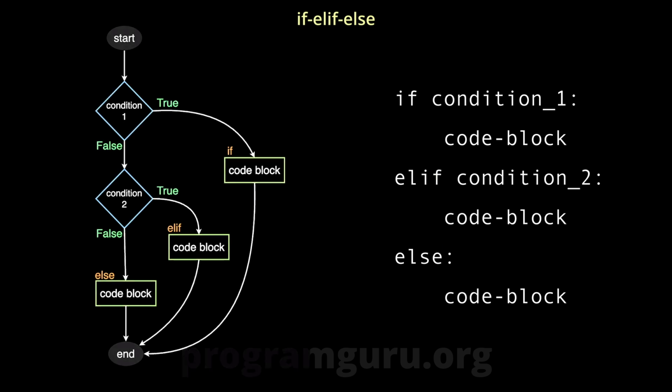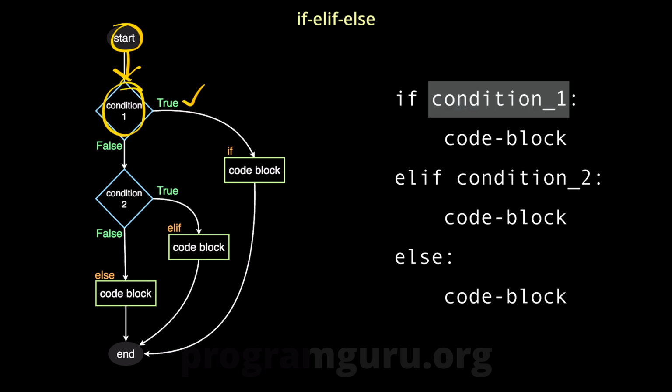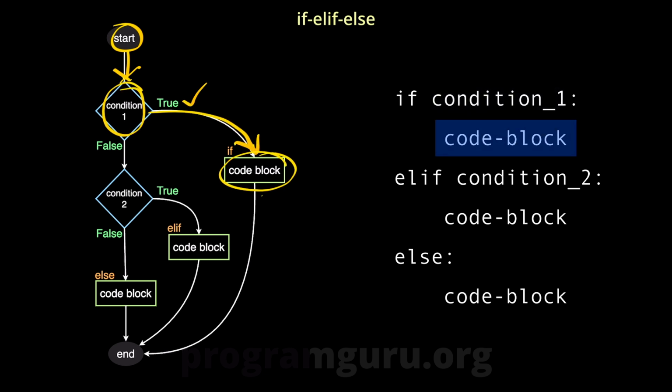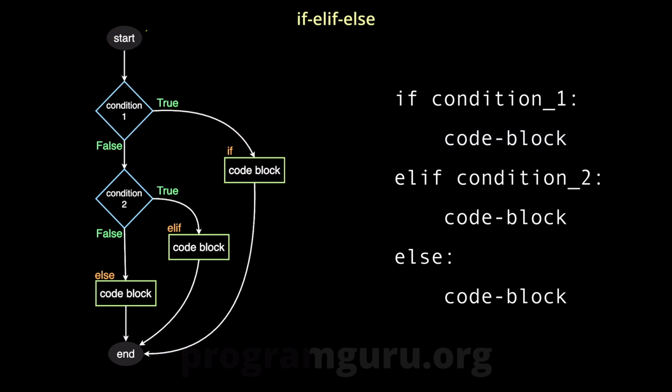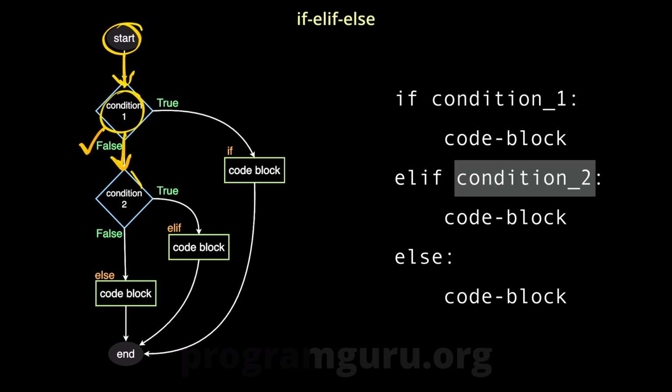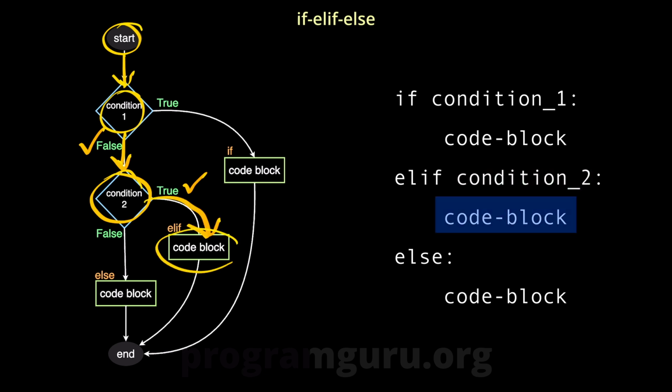Working of an if-else if statement. First possibility. Start if-else if statement. Check the first condition. The first condition is true. The if code block executes. End of if-else if statement. The second possibility. Start if-else if statement. The first condition is false. Check the second condition. The second condition is true. The else if code block executes. End of if-else if statement.